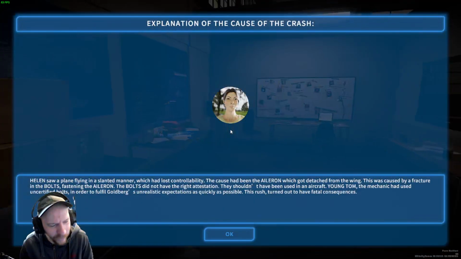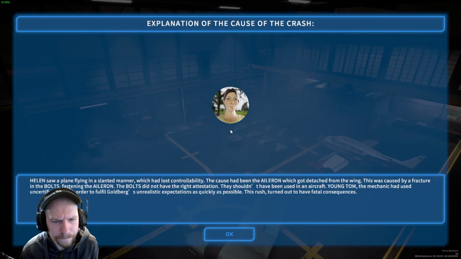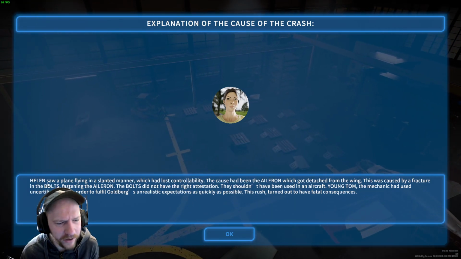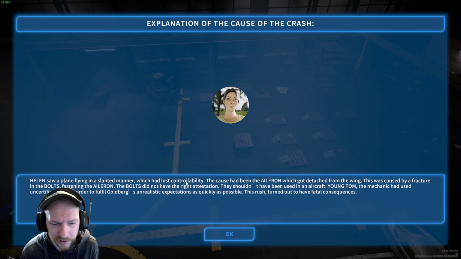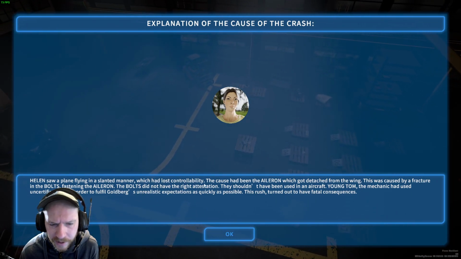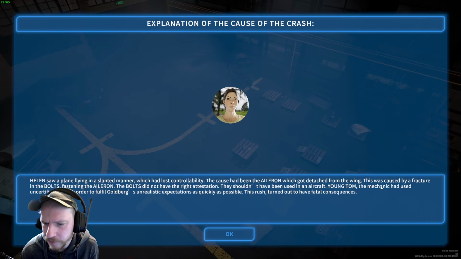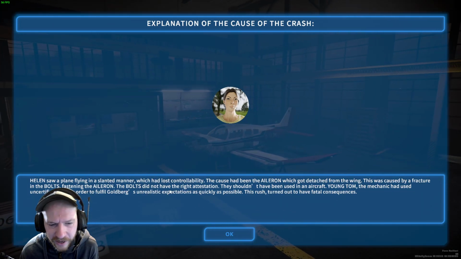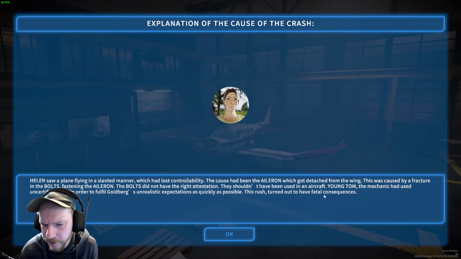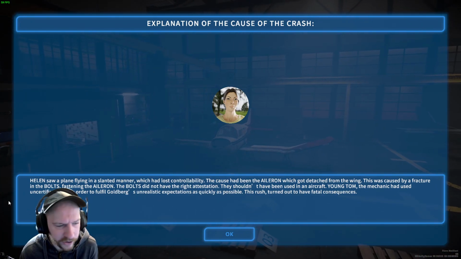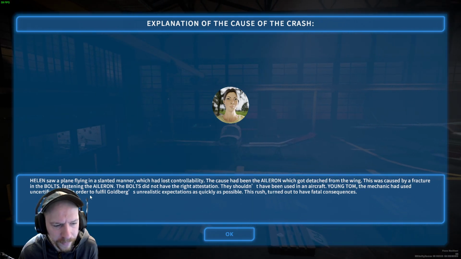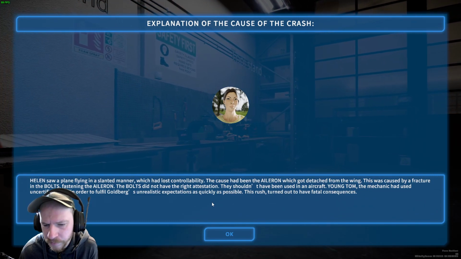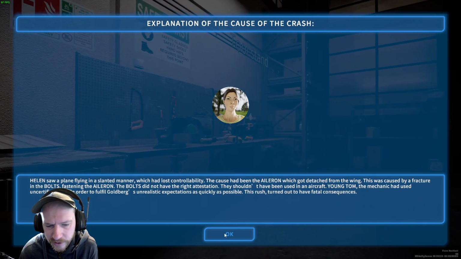Okay, so he killed him, technically, yeah? Explanation of the cause of the crash. Helen saw a plane flying in a slanted manner, which lost control ability. The cause was the aileron, which got detached from the wing. This was caused by a fracture in the bolts fastening the aileron. The bolts did not have the right attestation. They shouldn't have been used in the aircraft. Young Tom, the mechanic, had used uncertified bolts in order to fulfill Goldberg's unrealistic expectations as quickly as possible. This rush turned out to have fatal consequences.